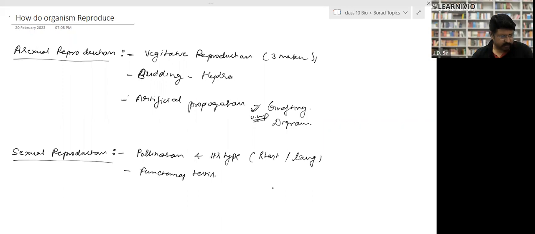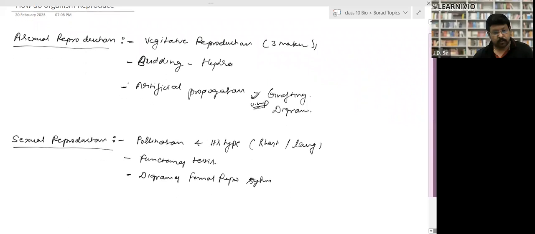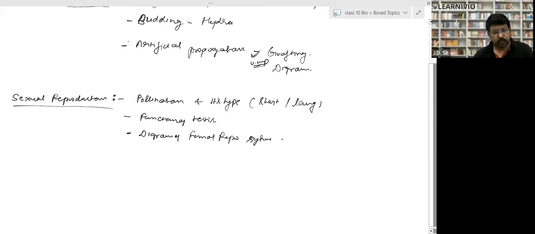And by the way, you can get the diagram of the female reproductive system. That can be a question. That will be a short question, a short 3-marker question. Function of testis, that also will be a short 3-marker question.